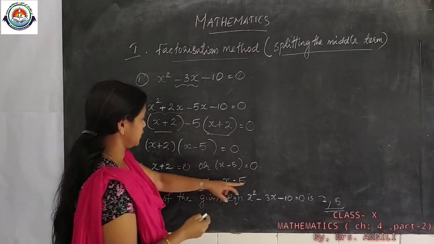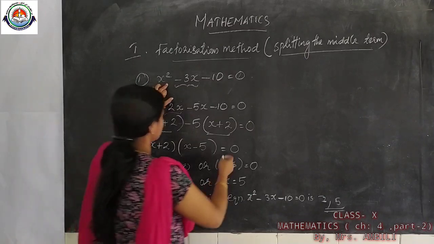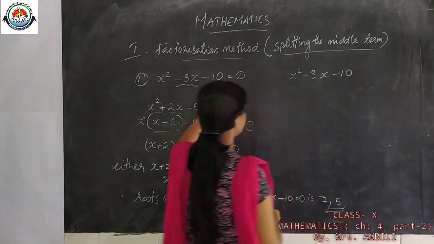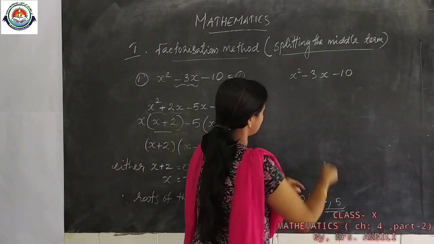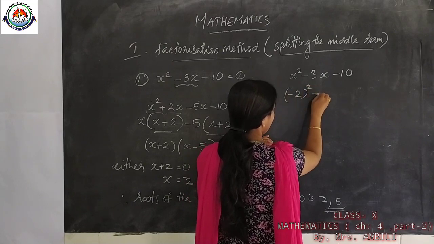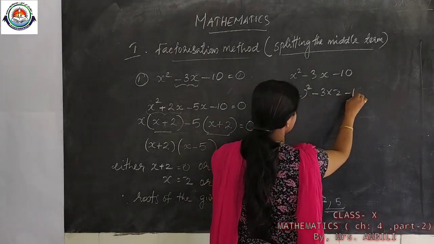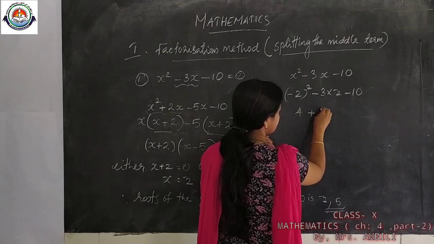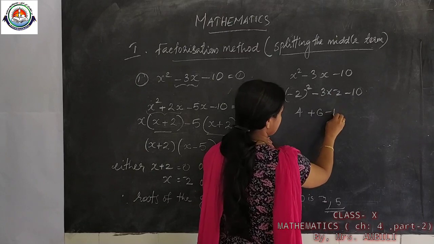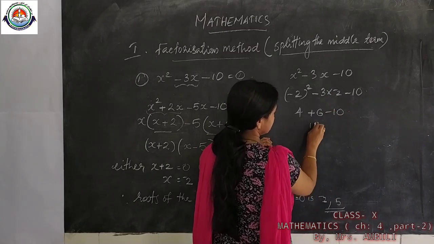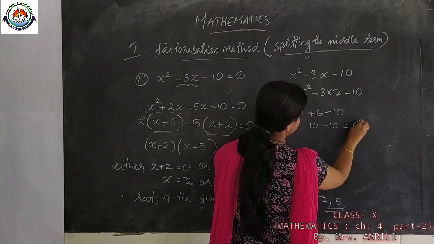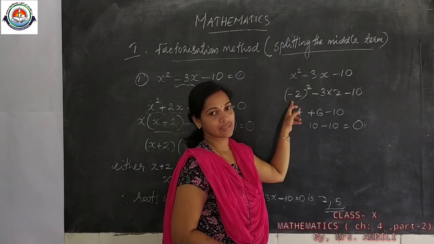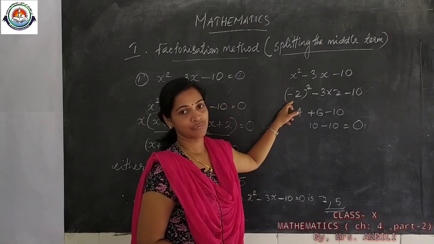So, with -2 we can check. What is our equation? X square minus 3x minus 10. Take the LHS. So, we can substitute -2. -2 square minus 3 into -2 minus 10. So, -2 square is 4, minus into minus plus 6, -2 into -3 plus 6, minus 10. So, 4 plus 6 is 10, minus 10, 0. We got RHS. So, -2 is the correct answer. -2 is the 0 of that equation.